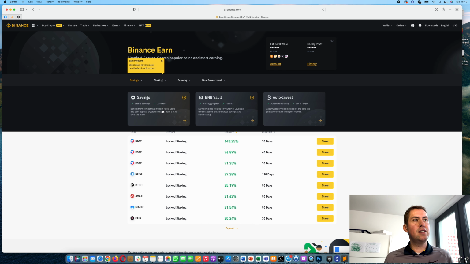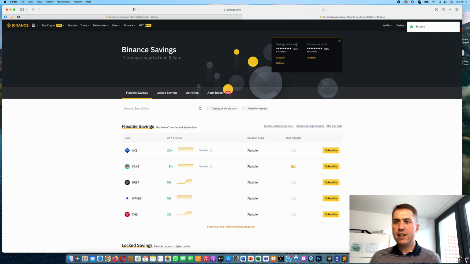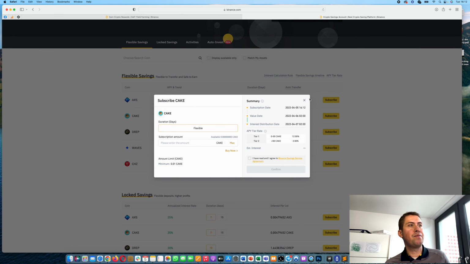First of all, savings. So that's basically a way to just leave your cryptocurrencies there and earn interest. So they have flexible savings and locked savings. And as the name already suggests, flexible savings basically means you can still withdraw them anytime. So if you need your cake, for example, let's say you invested some cake here in flexible savings and you need them, you can just redeem them anytime.